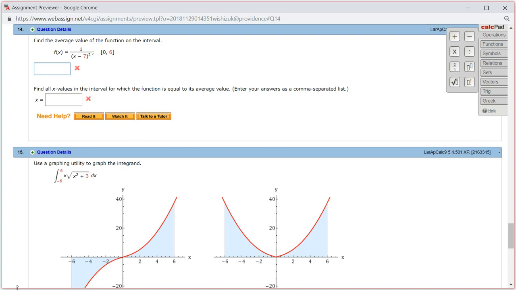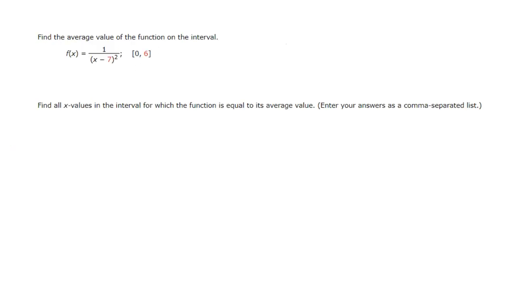All right, let's look at homework 5.3, 5.4, problem number 14. Let's find the average value of this given function. The average value, using the notation f average, can be found by dividing by the length of the interval, so it's going to be 1 over the length of the interval from 0 to 6, which is 6. Then we just have to integrate the function.